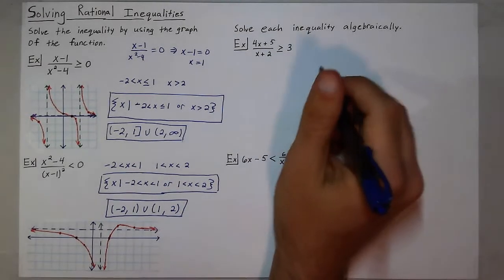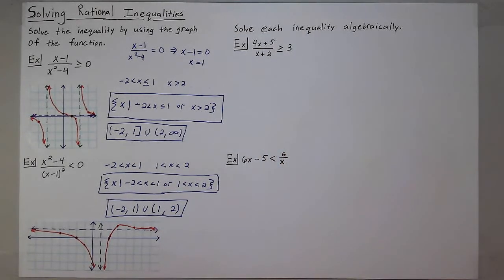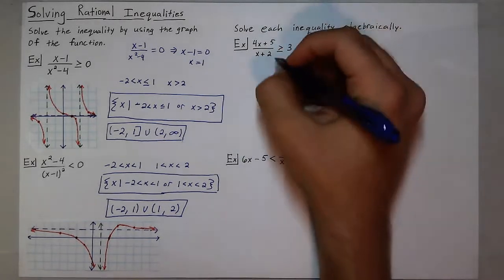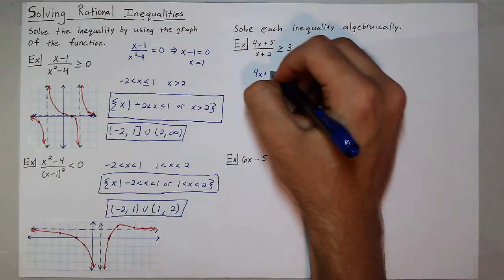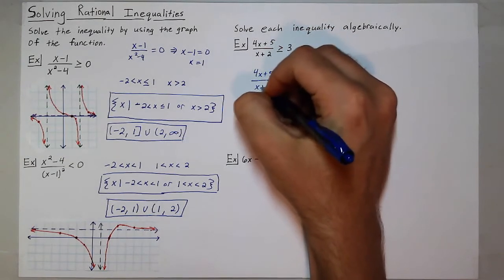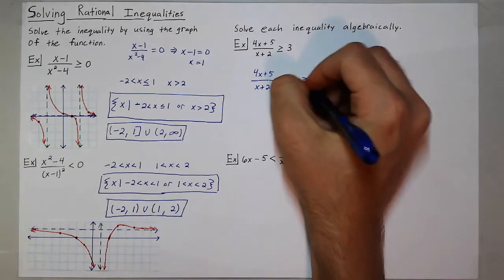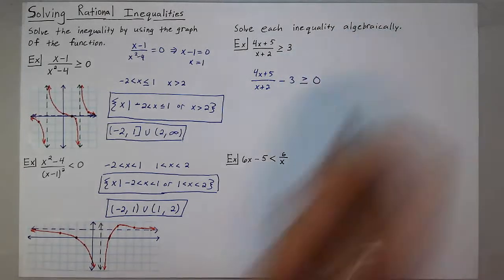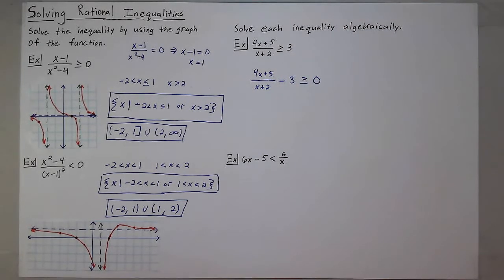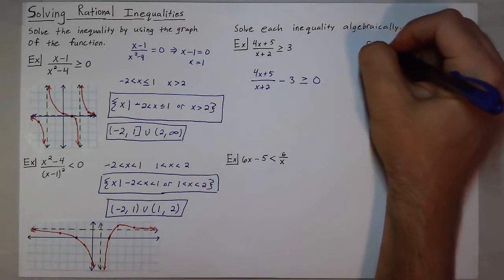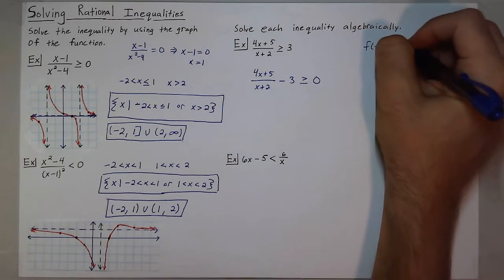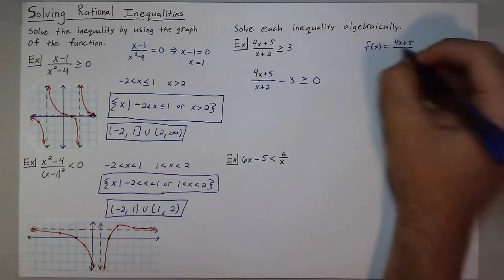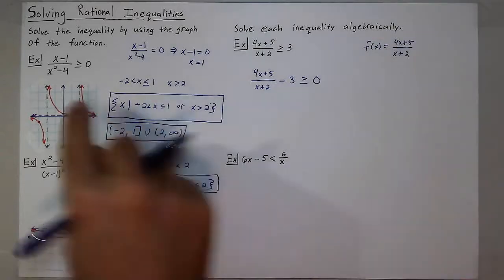Now to do this algebraically, you would first have to move everything to one side of the inequality. So I'll subtract 3, and I'll have 4x plus 5 over x plus 2 minus 3 is greater than or equal to 0. And I'm about to do something very similar to what I did in the last video, where I'm going to make this my function, and I'm going to find out where this function is equal to 0, and noticing on the graphs where it's also undefined.